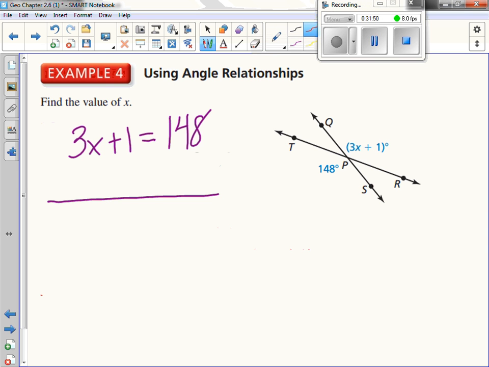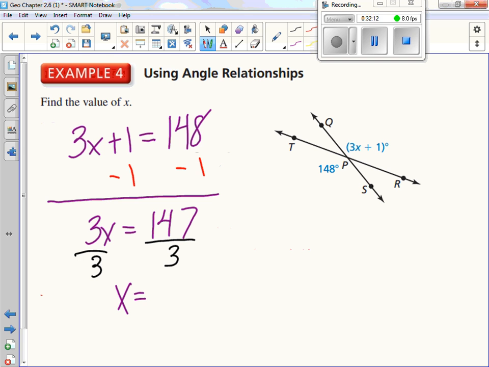Well, we need to minus 1 first, because I need to get x by itself before I divide. This would be 147. Then we can divide by 3 exactly. So x equals 49. I got that anyway. Mm-hmm. I think the reason.